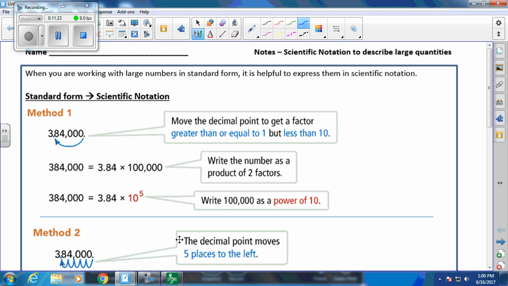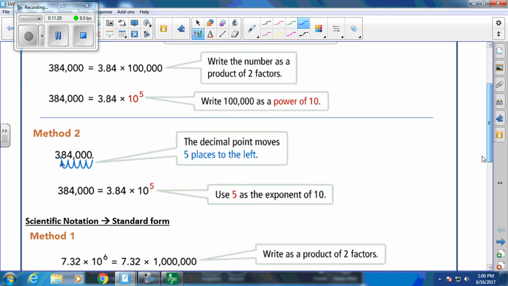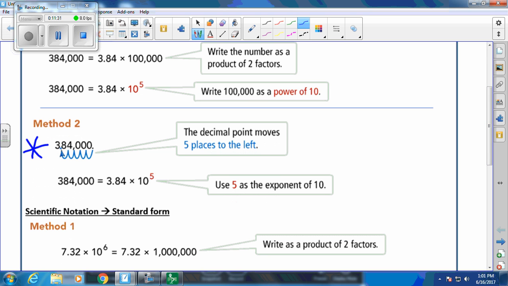So if you want to go from standard form to scientific notation, there are 2 methods to do this. Right now, I'm only going to focus on method 2. If you want to look through method 1, that's perfectly fine, but the way that most people do this is with method 2. Again, to write a number in scientific notation, it means that we need 2 numbers being multiplied by each other, where the first number is 1 or greater, but less than 10.